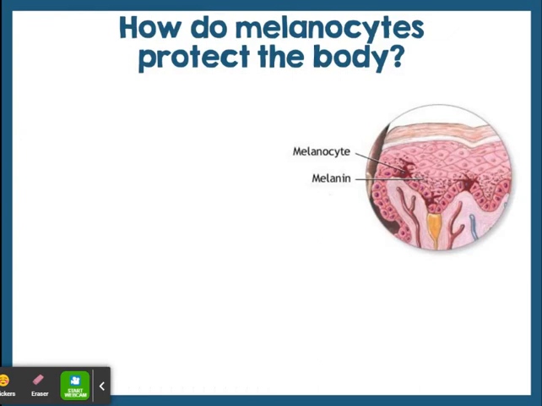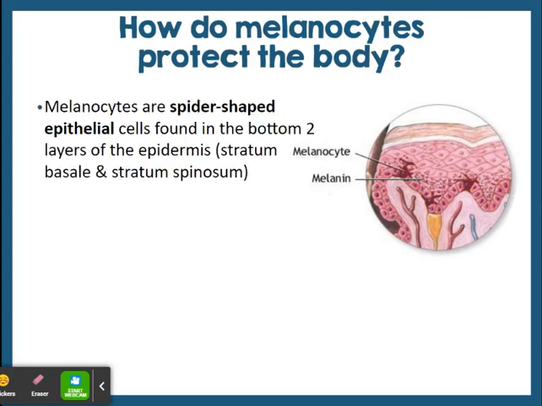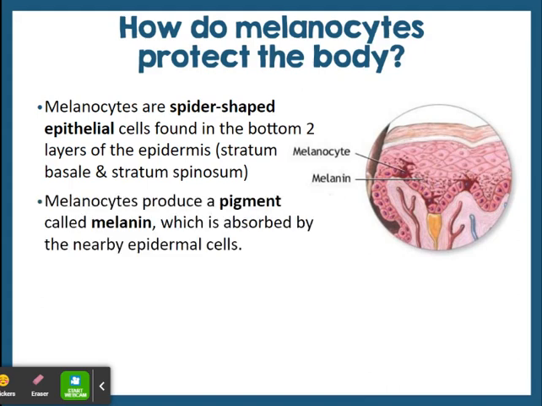Now let's talk about melanocytes. First, I'll explain what they are, and then I'll explain how they protect the body. In the bottom 2 layers of the epidermis, the stratum basal and the stratum spinosum, there are spider-shaped cells called melanocytes. And melanocytes produce a pigment called melanin, which is absorbed by the nearby epidermal cells.